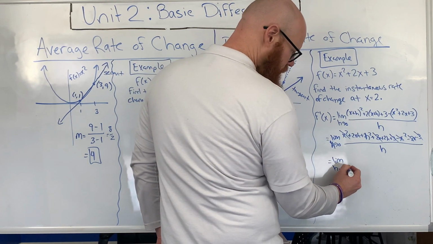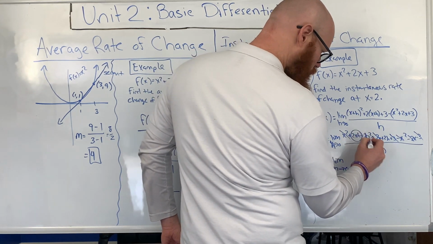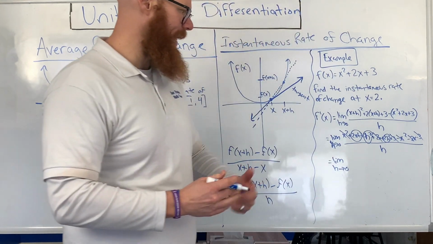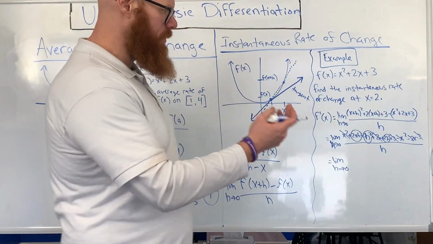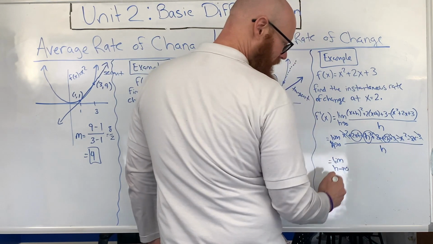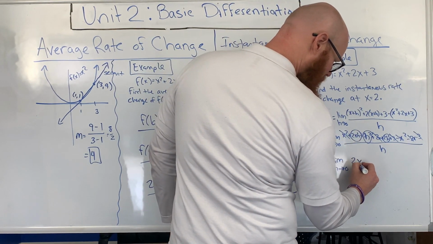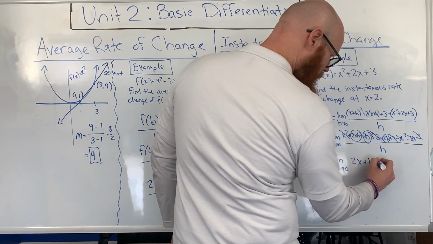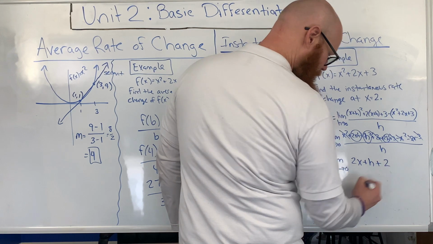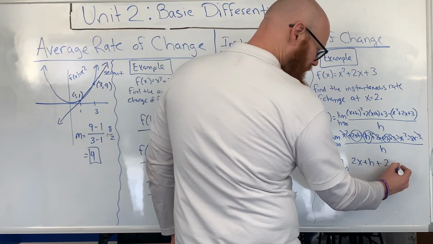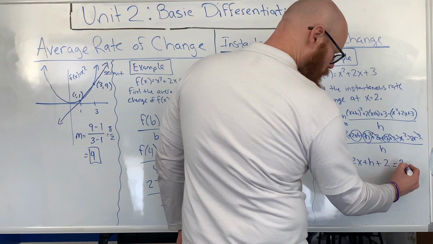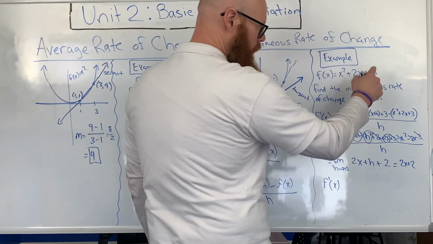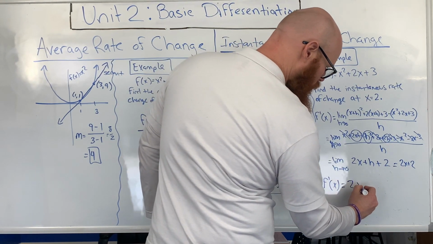So the limit as h goes to 0, all of the terms that remain, 2xh, h squared, 2h, they all have an h in them. What I can do is factor that h out and divide by this h. So I'm just left with 2x, then h squared divided by h gives h, and 2h divided by h gives 2. And finally, if I take the limit as h approaches 0, I get 2x plus 2. So we say that the derivative of x squared plus 2x plus 3 is equal to 2x plus 2.